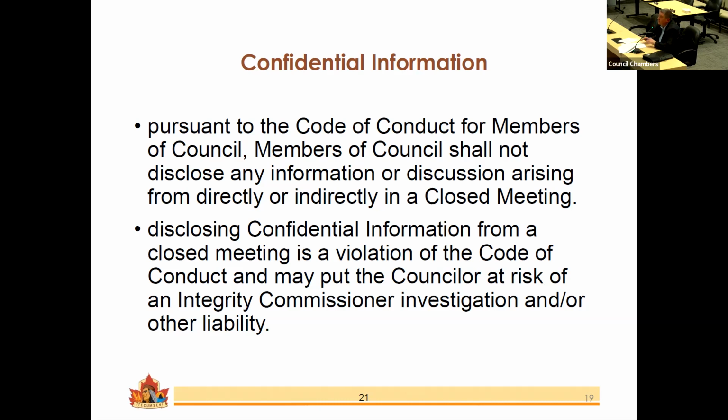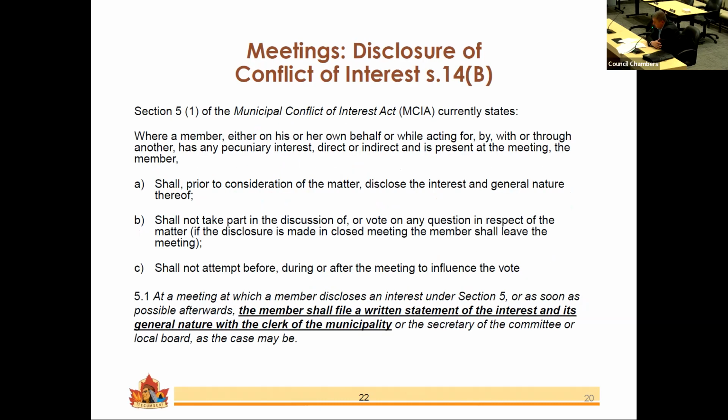Next topic I wanted to approach with council. Next slide, please. It is disclosures of conflicts of interest. The key provision is Section 5 of the Municipal Conflict of Interest Act. It states, very briefly, the three main requirements that go with disclosing a conflict of interest.